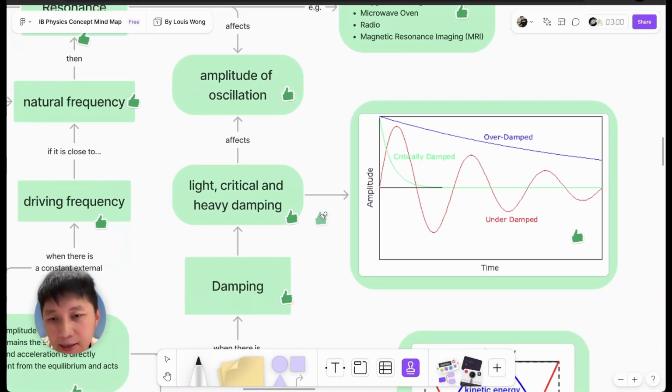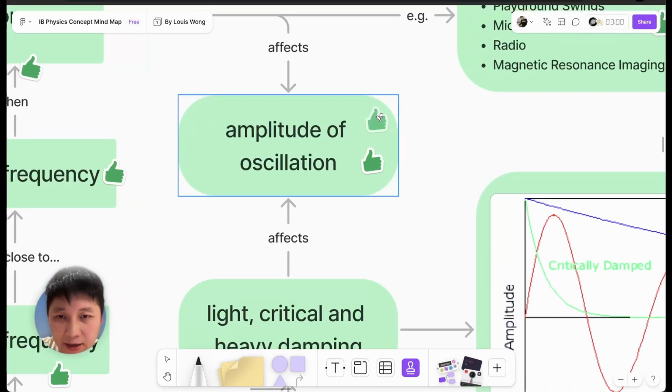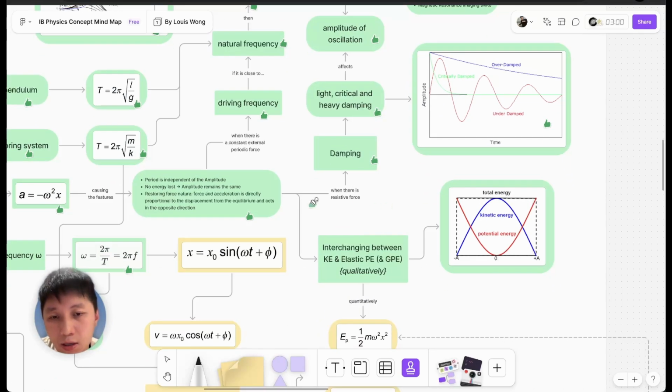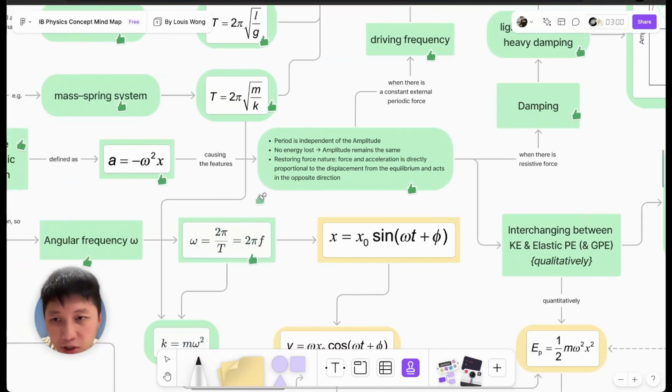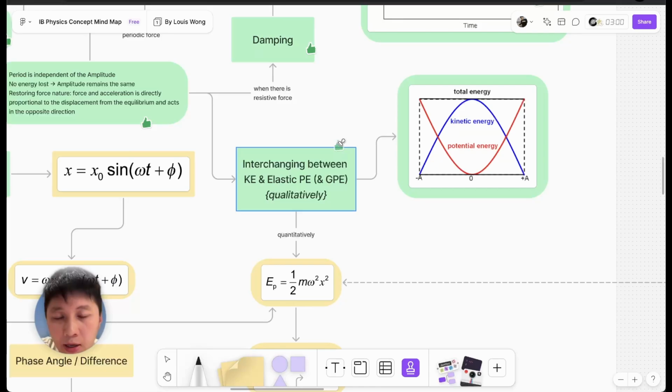Again, either the damping or the resonance case, they both are affecting the amplitude of oscillation. So that's something that they have in common. Oh, sorry, I forgot to mention the energy. In terms of SHM, going back a bit, if you are SL only, then you are expected to know and describe how the energy is interchanging qualitatively. And then the graph will be like this. I think it should be quite straightforward.